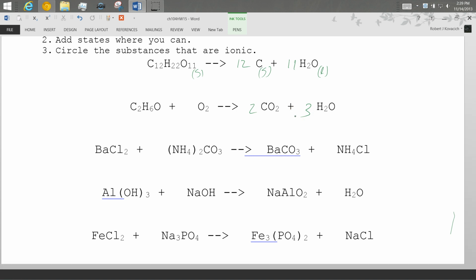And how many oxygens do I have on my product side? 7. Product, 4 and 3, 7. And then on my reactant side, 3. So if I make that a 6, then it's going to balance out. I'm sorry, 6 total. 3 total. 3, yeah. And states?